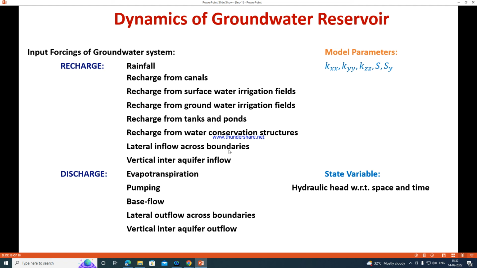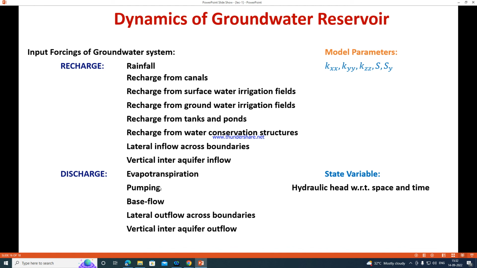Suppose you are modeling your district, there might be some groundwater inflow from outside. The aquifer might be connected with another district, so you need to consider the other district also. Suppose the water movement is from north to south, you need to consider the water coming from the north district and the water going to the south district. It is going in that direction.